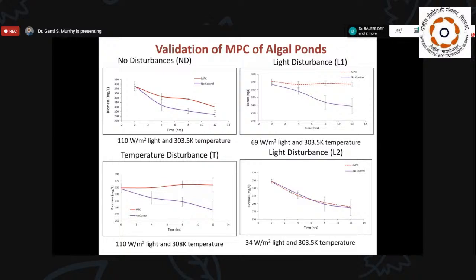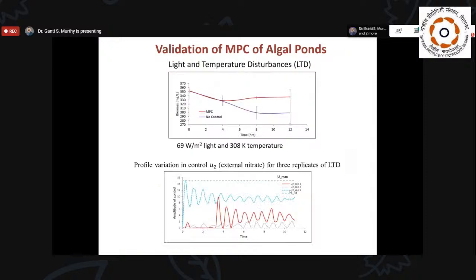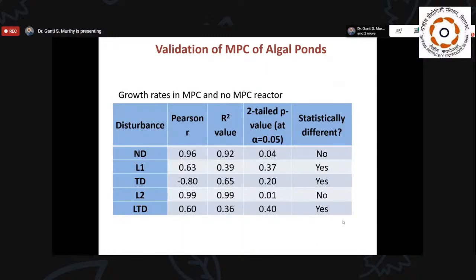When we do all that, we see that with the model predictive control, the performance is always better. Although it looks very smooth in terms of the output, in terms of the actual control variation, there is a lot of control variation that happens within the process. Again, in all the cases, we see that it is either statistically different and better, or pretty much the same.